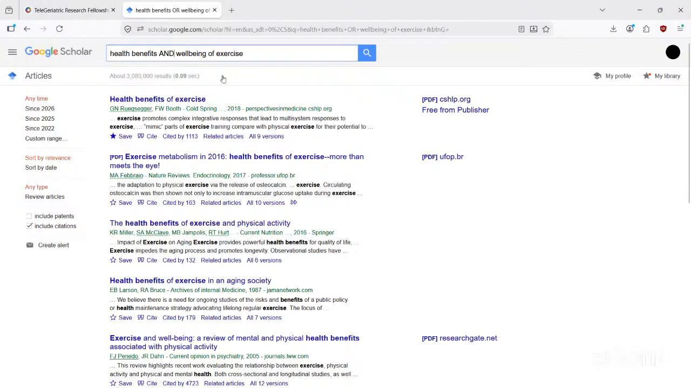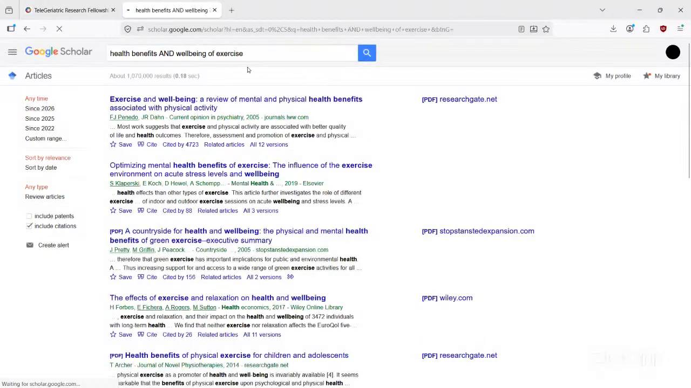So if you use the word and, the study has to include both health benefits and well-being together. So if you do it, it will further narrow down your study. So it becomes exercise and well-being. Mental health benefits of exercise and well-being. So you can see that your search has further been narrowed down.